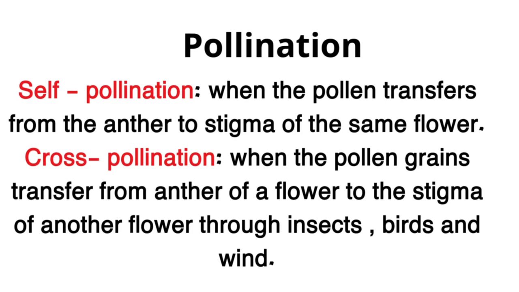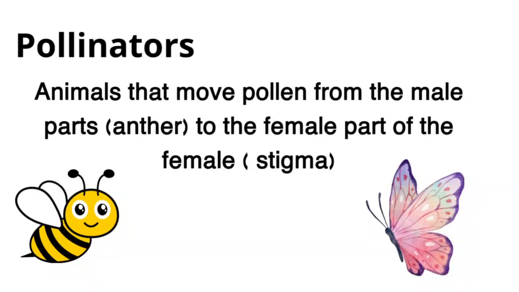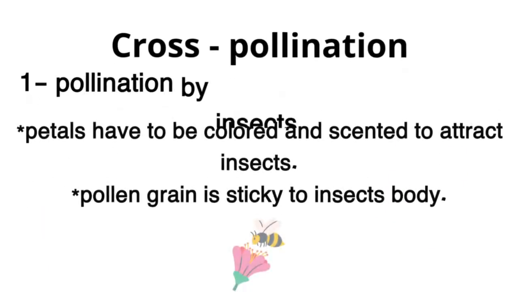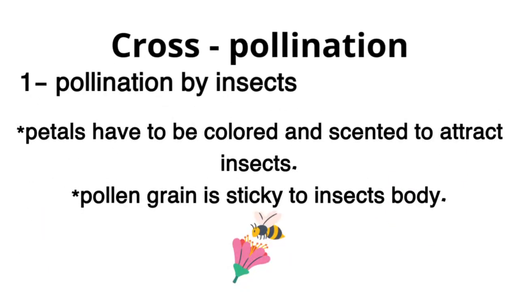So now we have 3 ways of cross-pollination. And insects are called what? Pollinators. Why? Because they move the pollen from the male part, the anther, to the female part, which is the stigma. So, cross-pollination, we said we have 3 ways the pollen will transfer from the male flower to the female flower in another plant.